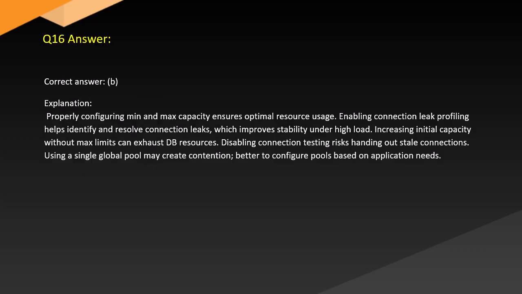Answer. Correct answer: B. Explanation. Properly configuring min and max capacity ensures optimal resource usage. Enabling connection leak profiling helps identify and resolve connection leaks, which improves stability under high load. Increasing initial capacity without max limits can exhaust DB resources. Disabling connection testing risks handing out stale connections. Using a single global pool may create contention. It's better to configure based on application needs.